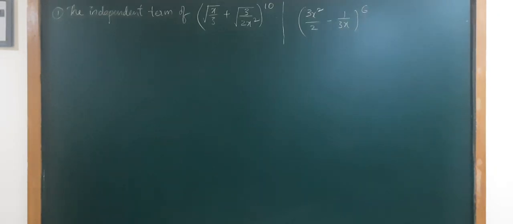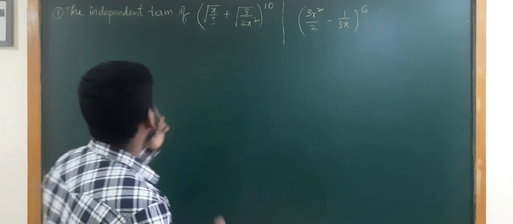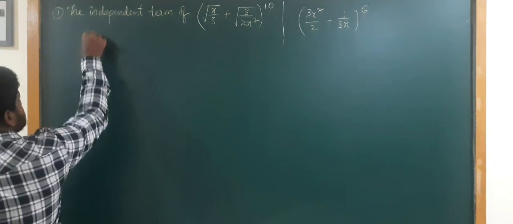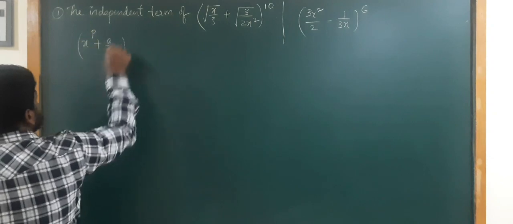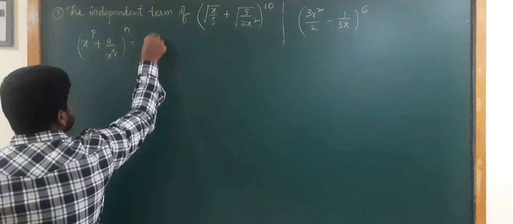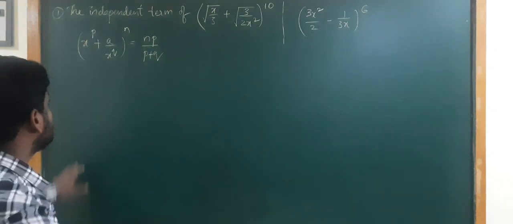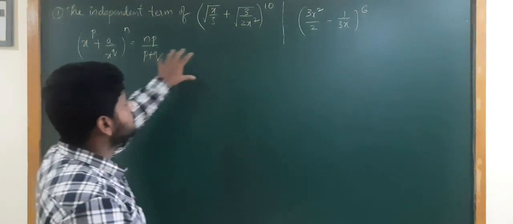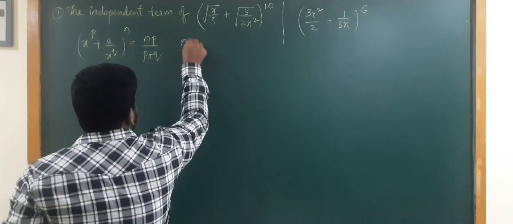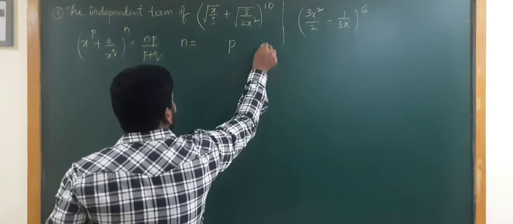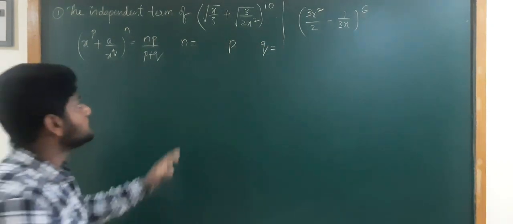Now, a problem to find the independent term in a shortcut way. Before that, we have discussed that if the expansion is in the form of (x to the power p plus a by x to the power q) whole to the power of n, the formula is np by (p plus q). By using this, first of all we need to find the n value, p value and q value. By finding these, only then will we get that independent term. So we have two problems.